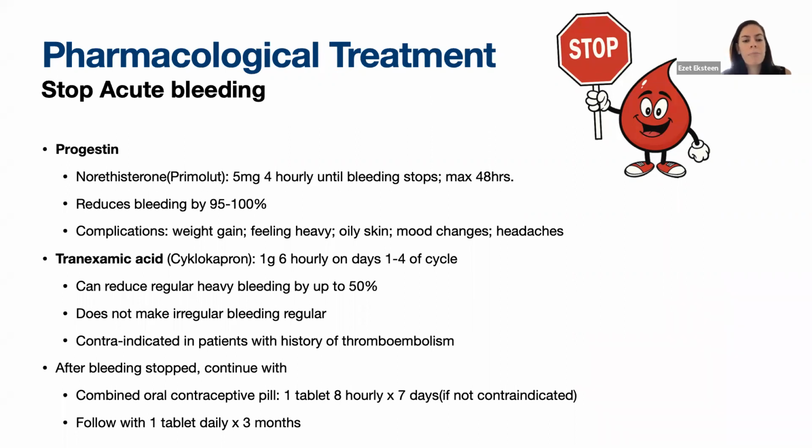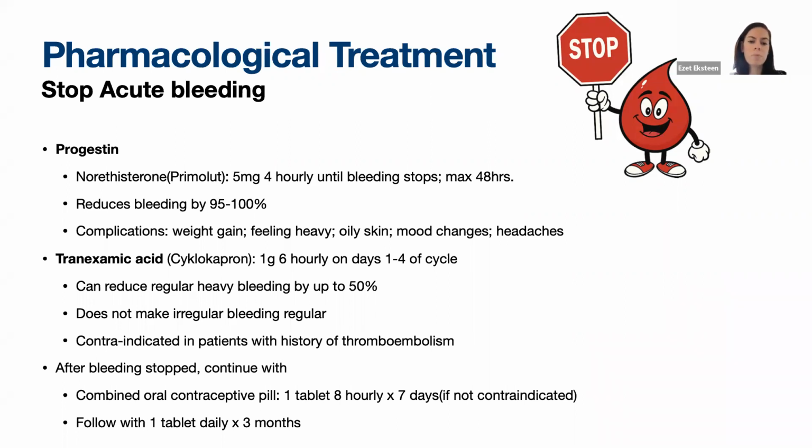Tranexamic acid, we can also add to the progestin. That's 1 gram 6 hourly. We usually give it for no longer than 4 days. This will reduce regular heavy bleeding by up to 50%. It's always important to remember that tranexamic acid will never make an irregular bleed regular, and it's contraindicated in patients with problems with blood clots.